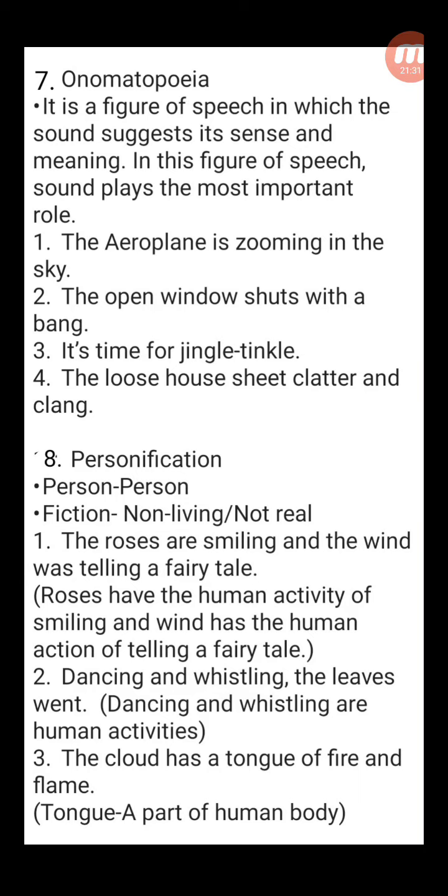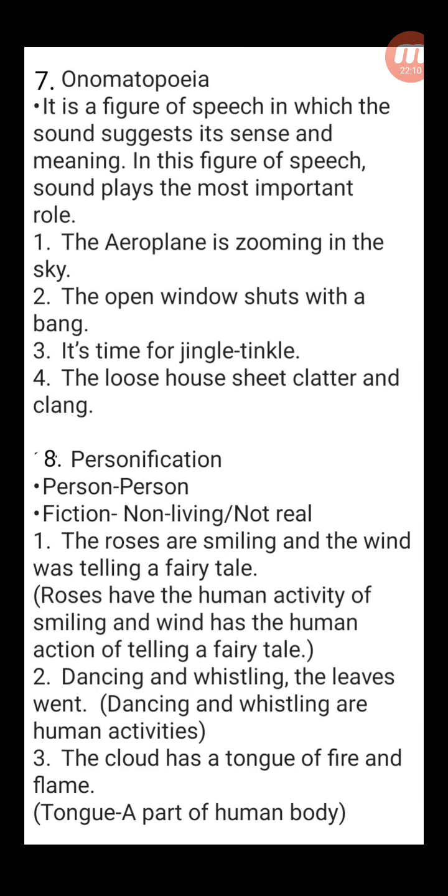Personification, person to person. Fiction, non living, not real. That means a human quality is given to a non living object. The roses are smiling and the wind was telling a fairy tale. Definitely, roses is a living thing, that is a plant. But can it talk and express itself? No. So roses is given a quality of a human activity, and wind is also given a quality of telling a fairy tale.